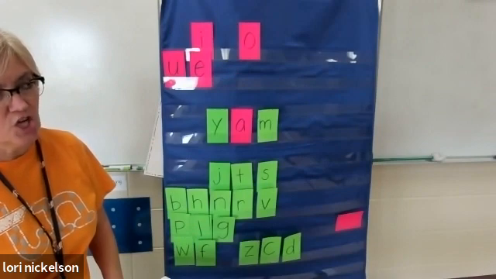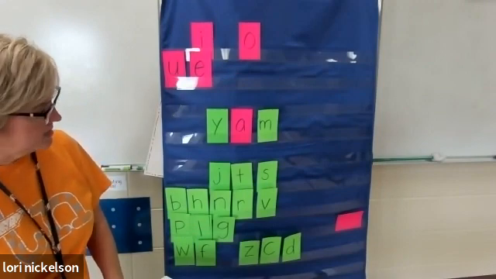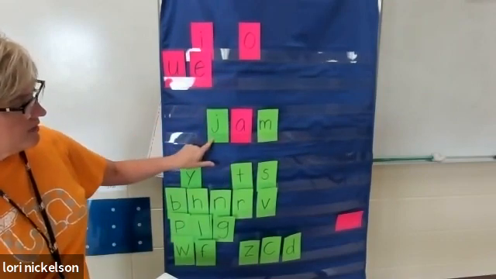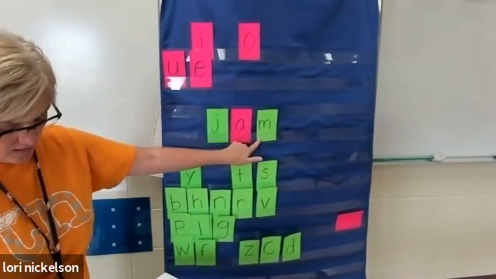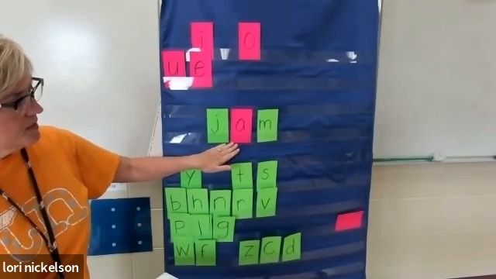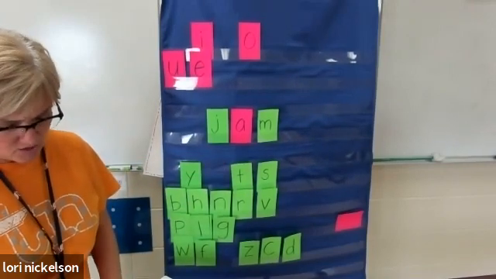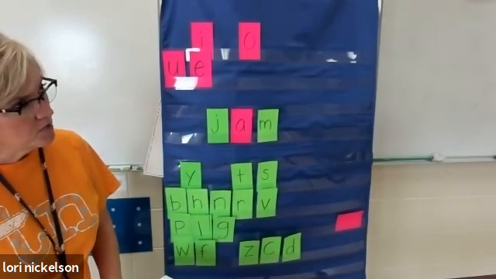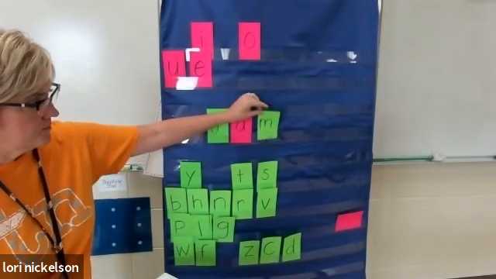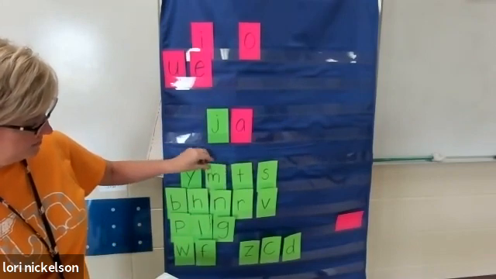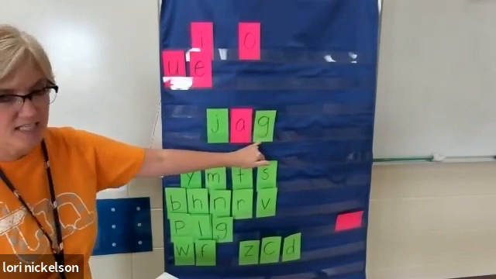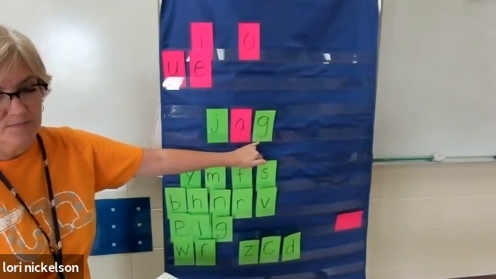From yam, let's make jam. Y to j. What letter am I going to replace? The Y. And I'm going to replace it with the J. And now I have the word jam. Jam. Now, from jam, let's make the word jag. Jag. What letter am I going to replace? The M with the G. So I'm going to take the M off and replace it with a G, and now I have jag.